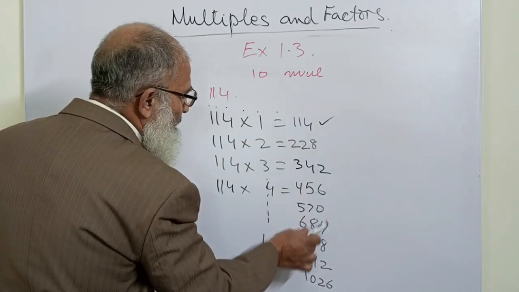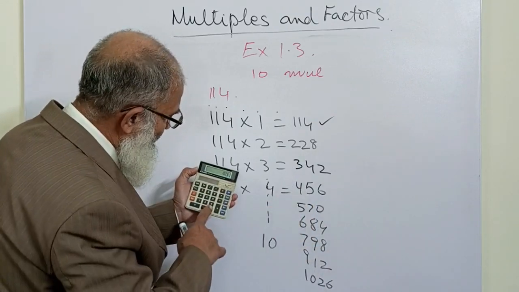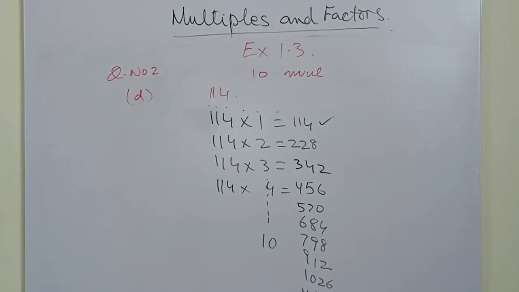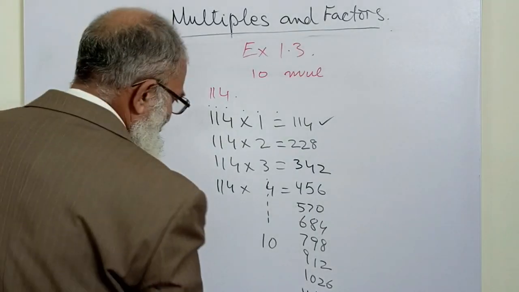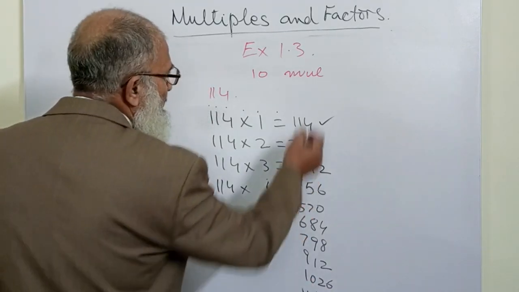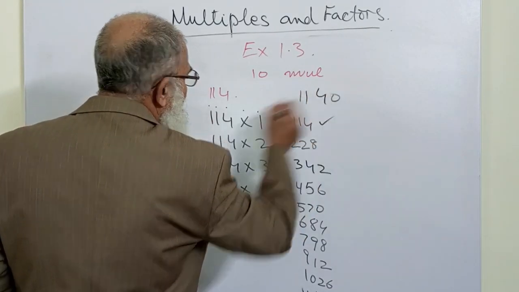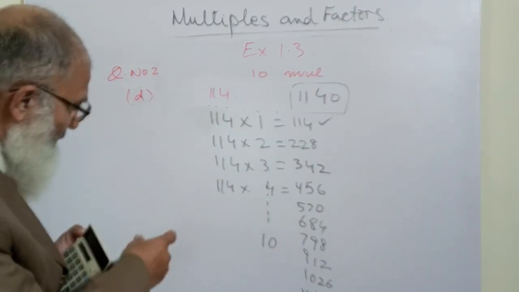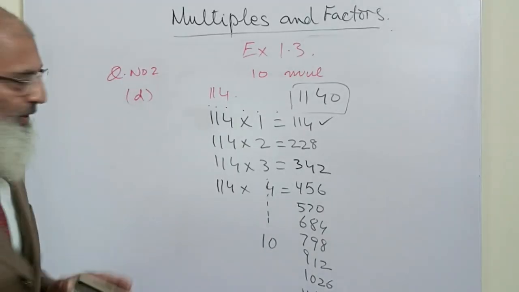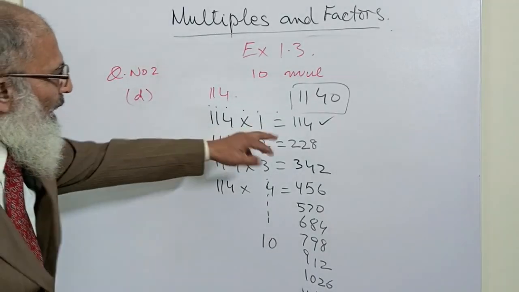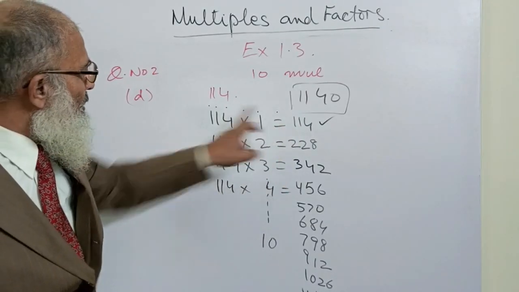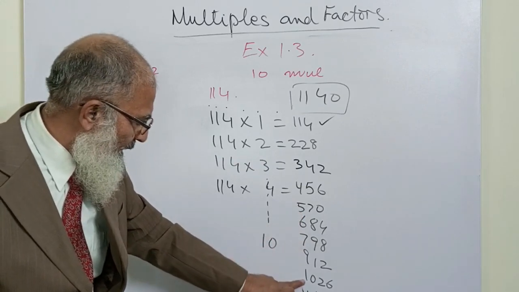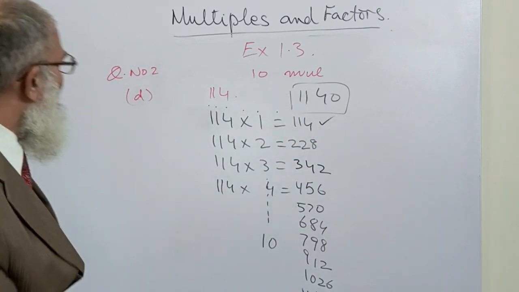1, 2, 3, 4, 5, 6, 7, 8, and 9, and one more: 1140. And the last, I write because you might not see it here, 1140. This is the last one, obtained with one simple trick. Now these are the first 10 multiples of 114: 1, 2, 3, 4, 5, 6, 7, 8, 9, 10, which are written over here.